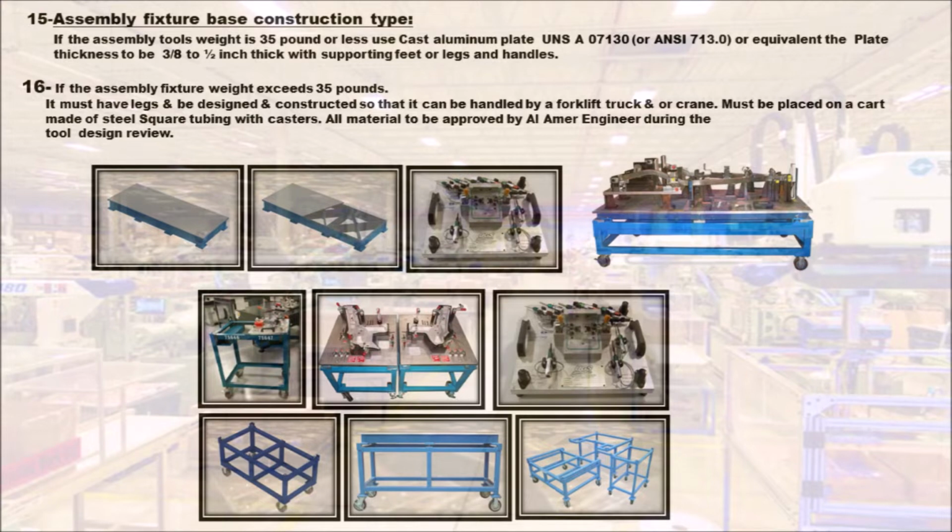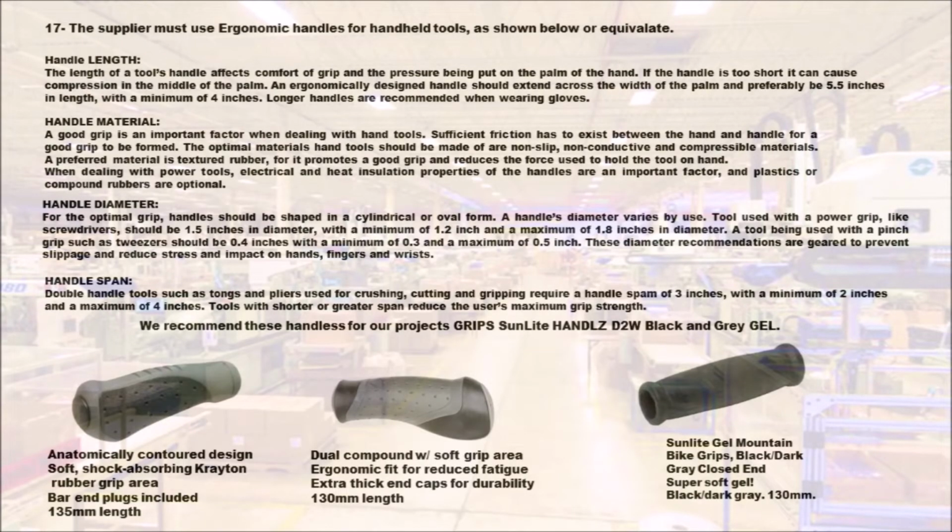16. If the assembly fixture weight exceeds 35 pounds, it must have legs and be designed and constructed so that it can be handled by a forklift truck and or crane. Must be placed on a cart made of steel square tubing with casters. All material to be approved by Amer engineer during the tool design review. 17. The supplier must use ergonomic handles for handheld tools, as shown below or equivalent.